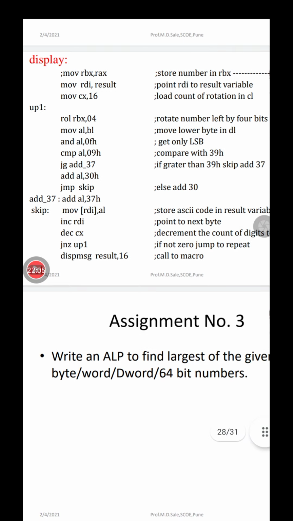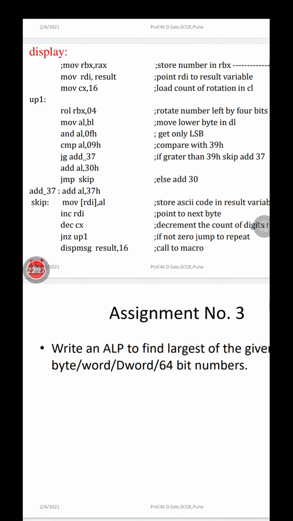we add 30H to AL, right? It will go to skip, and if it is greater, it will add 37H and go to the next instruction, that is move into bracket RDI, AL. So whatever ASCII value has been converted after adding 30H or 37H will get stored into the memory location pointed by RDI.